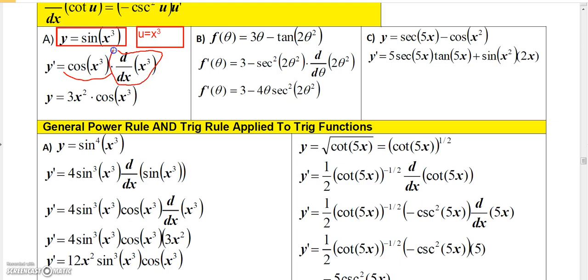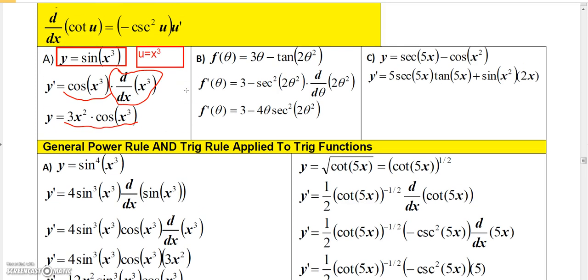And again, you could skip this step, but I'm just showing you what I'm going to do. I'm going to take the derivative of x cubed. Now, we know the derivative of x cubed is 3x squared. So my final answer would simply be 3x squared times cosine of x cubed.